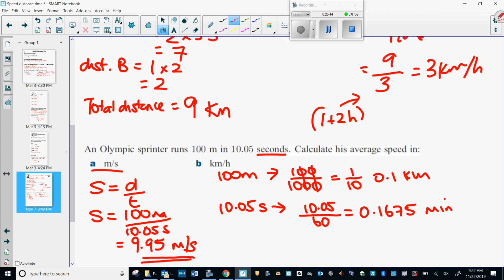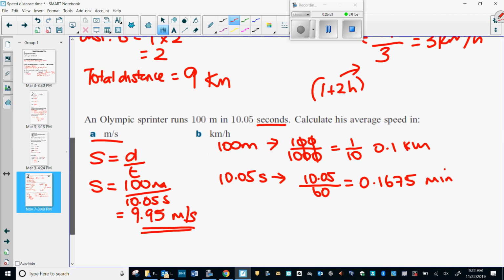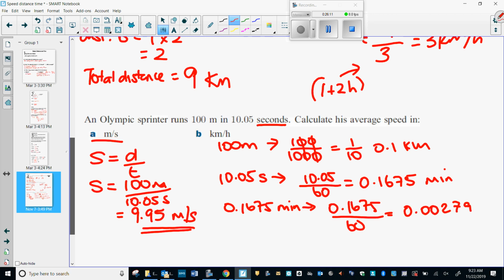Because I'm going to now change it to hours. I personally like to go minutes to hours rather than do all of those. So now I'm going to go from this answer here to hours. So 0.1675 minutes. What do I do to change to hours? Divide that by 60. So 0.1675 divided by 60 is 0.002791. Wait, why did you divide it by 60 again? Because we know that there are 60 minutes in an hour.